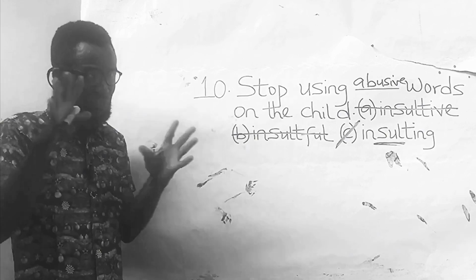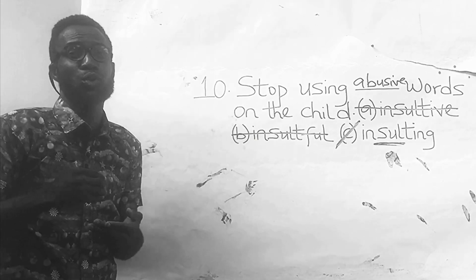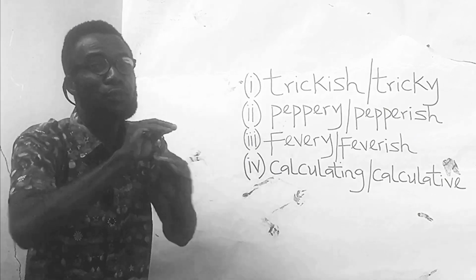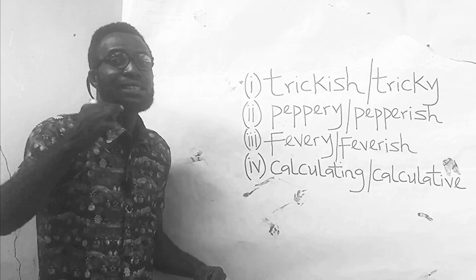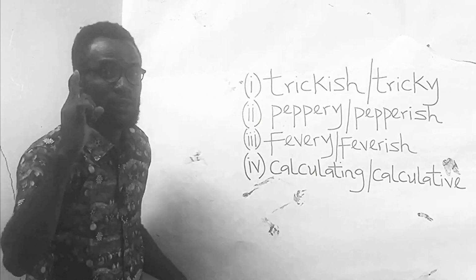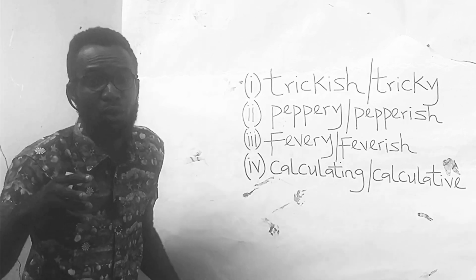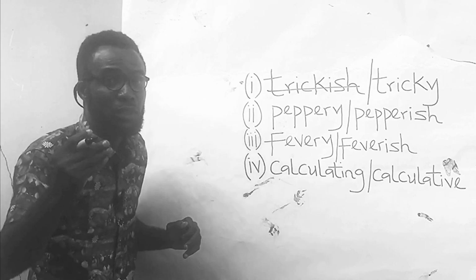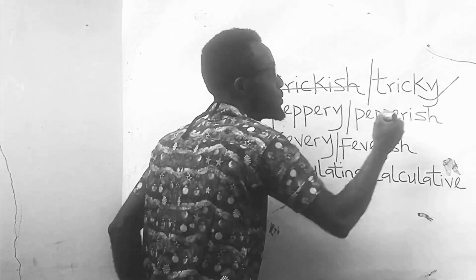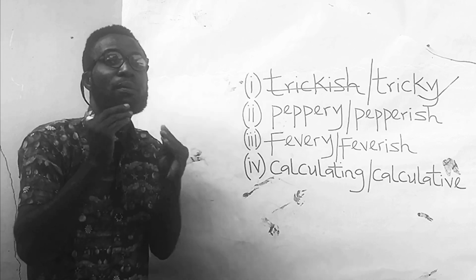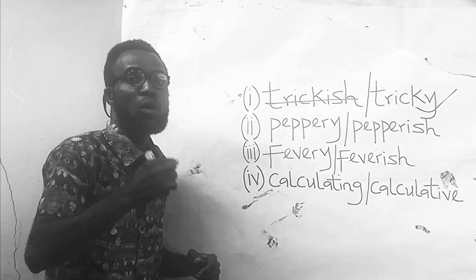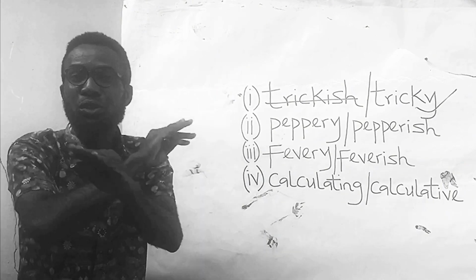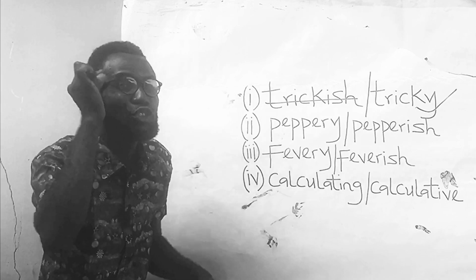Let us look at a few more things here so that you will understand a lot better. Please note that if something is difficult or if a person is deceitful, cunning, or crafty, we do not say that the person or the thing is trickish. Rather, we say that the person or the thing is tricky. For example, "Emeka is too tricky for my liking." "Our teacher gave us a tricky question to answer." I believe that is understood. It is tricky and not trickish.